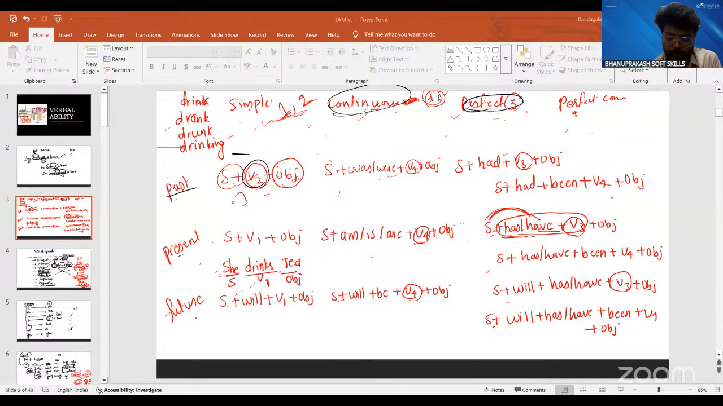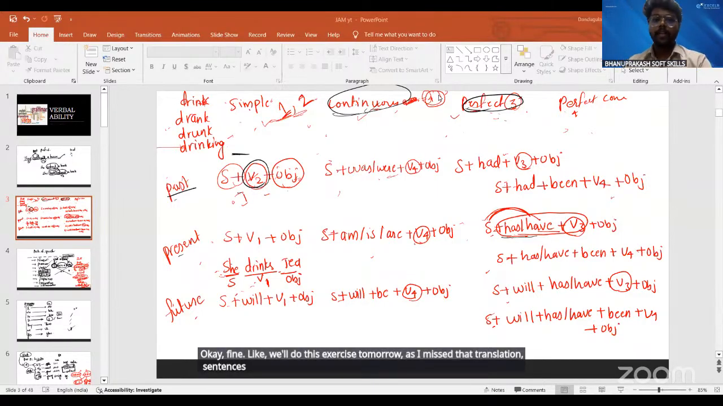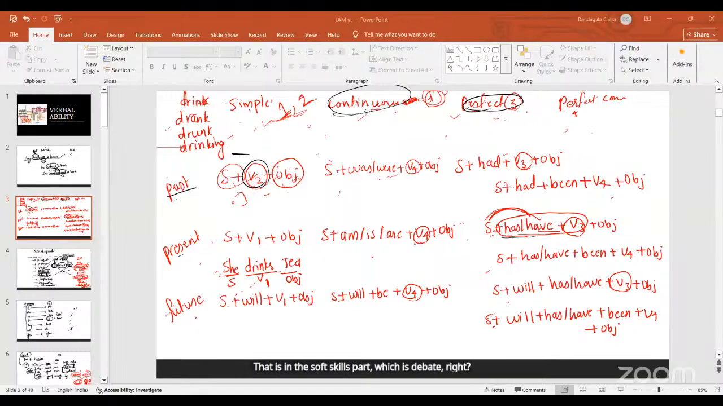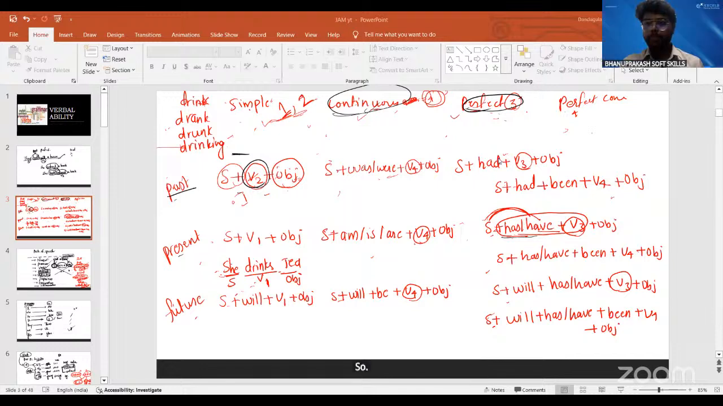You don't need a break. I think the time is 6:33 already. Okay, fine. We'll do this exercise tomorrow as I have missed those translation sentences. As of now, I think there is one activity left in the soft skills part, which is debate, right? Yes, sir. So are you all interested in participating in the debate now?